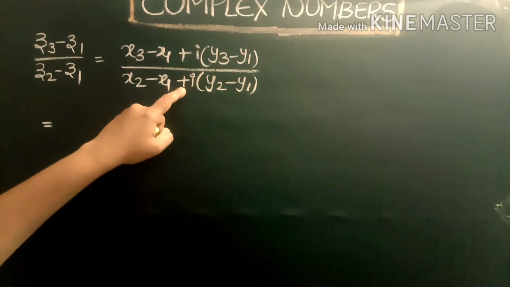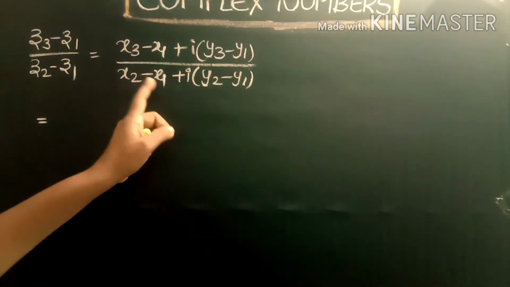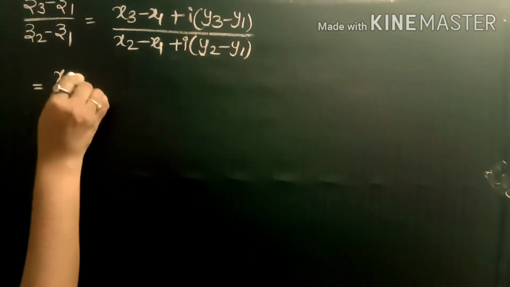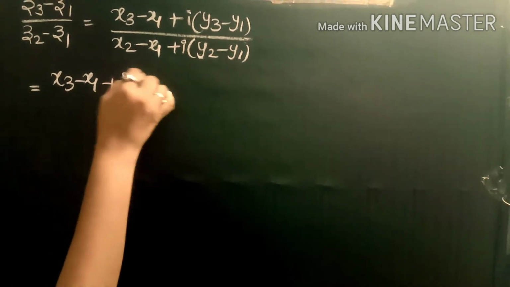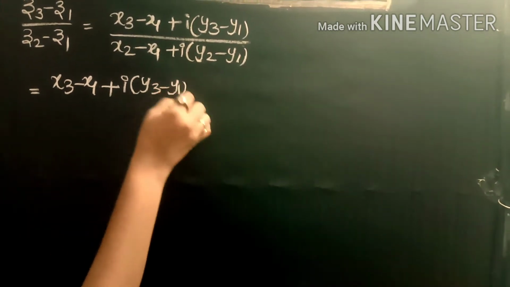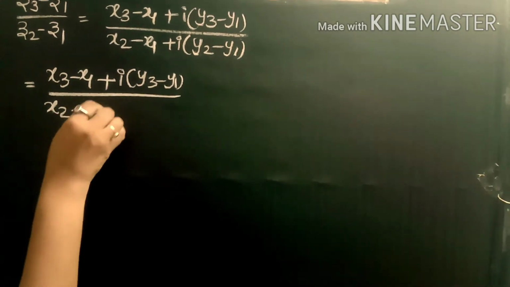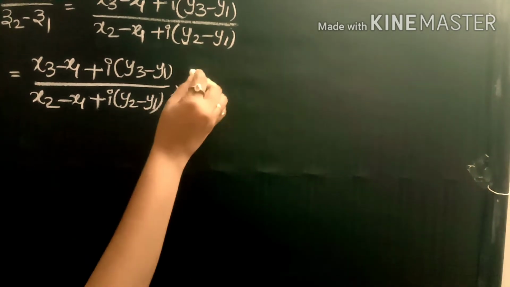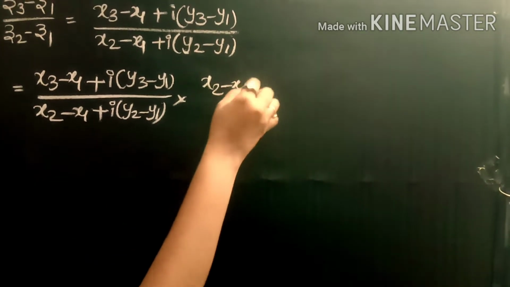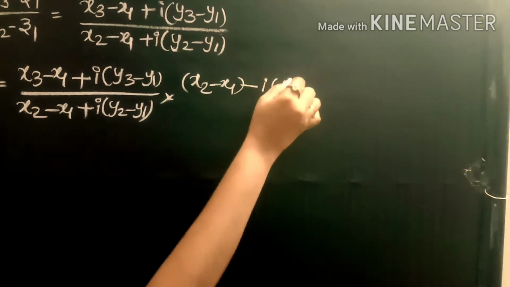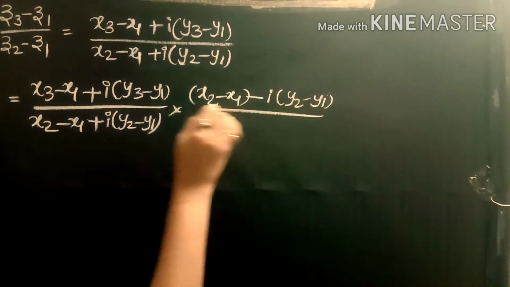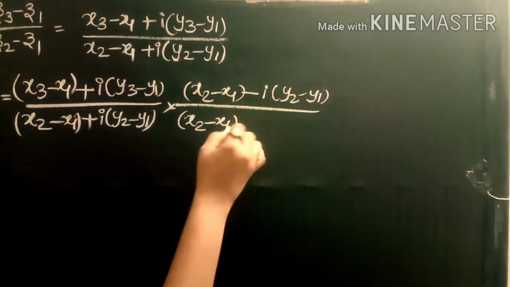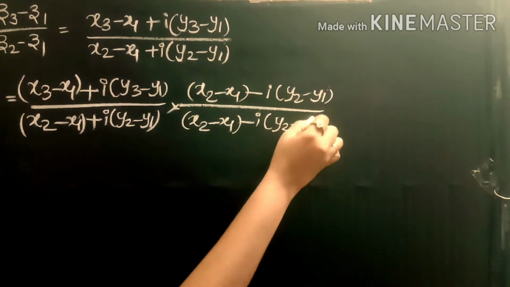In the next step we take the rationalization by the term x2 minus x1 minus i into (y2 minus y1). That is, (x3 minus x1 plus i into (y3 minus y1)) by (x2 minus x1 plus i into (y2 minus y1)), multiplied by (x2 minus x1 minus i into (y2 minus y1)) whole by (x2 minus x1 minus i into (y2 minus y1)).